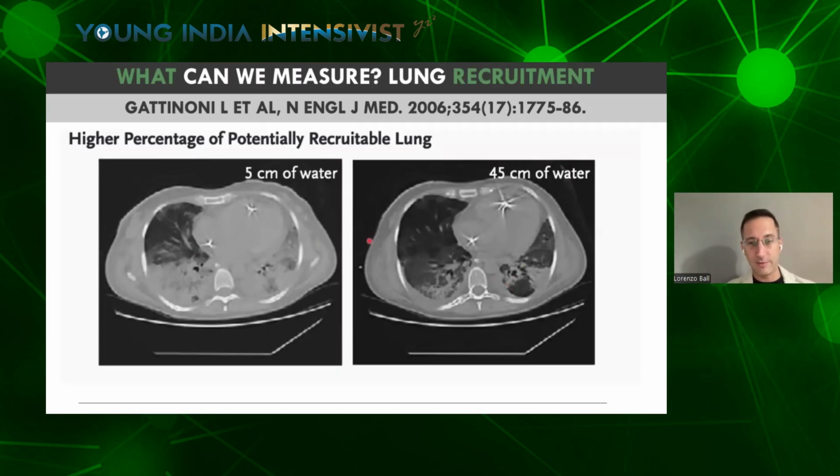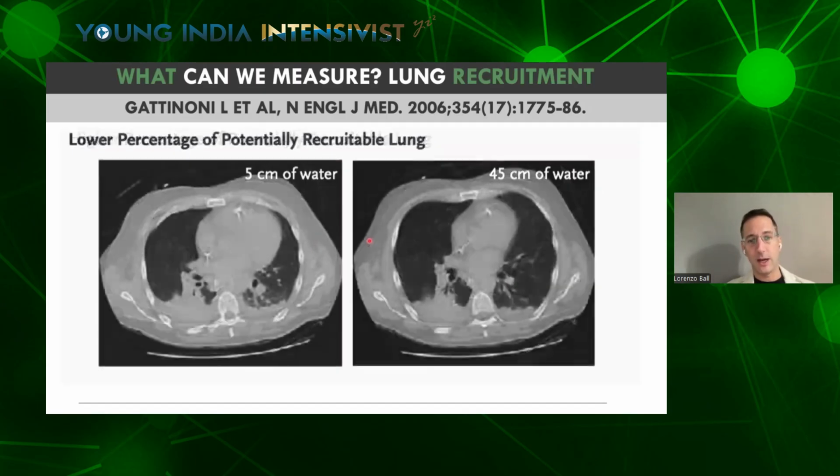So this patient could be classified as a recruiter, and on the other hand, we have patients with focal lesions that are predominantly located in the dorsal regions. This is the case of many pneumonia patients.